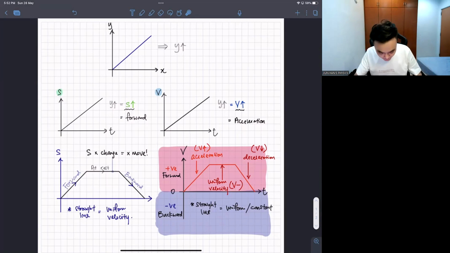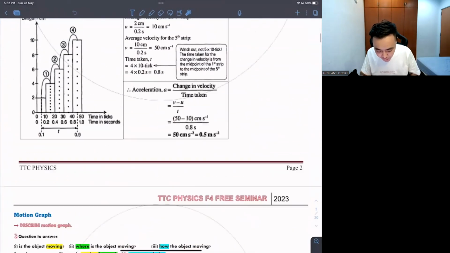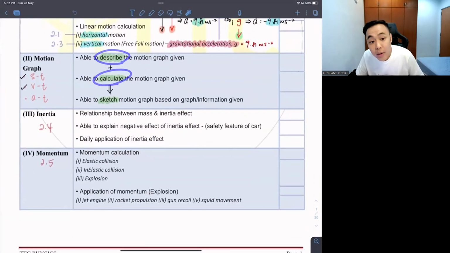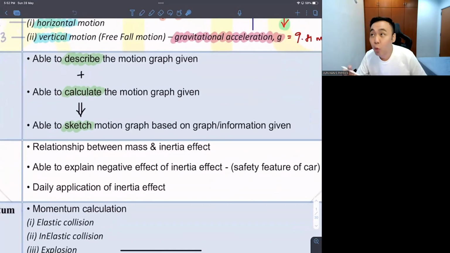The exercise. Okay, so next, describe, settle. We go to here. After that, I said already, you need 3 skills. One is to describe. Next is to calculate. How do you do calculations? Simple. Motion graph calculation is very easy. No need to use all the fancy formulas again. For motion graphs, we just need to do 2 things. First, they calculate gradient. Second, they ask you to calculate area.